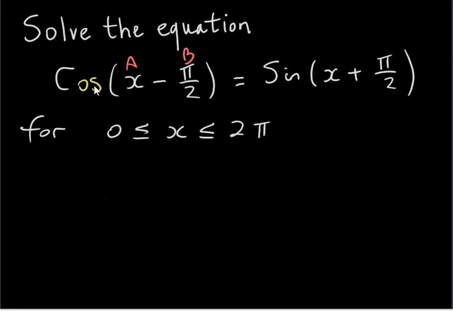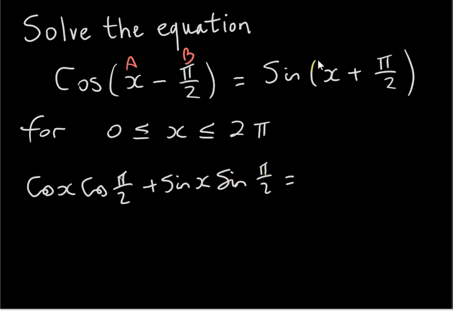So you can look that up. You'll see that cos a minus b is cos a cos b plus sine a sine b. And we've compound angle identity applied over here. This right hand side has the form sine of a plus b, and if you look that up you'll see that sine of a plus b is sine a cos b plus sine b cos a.